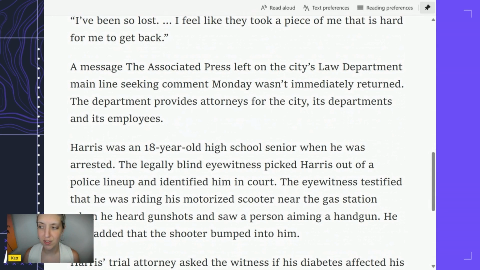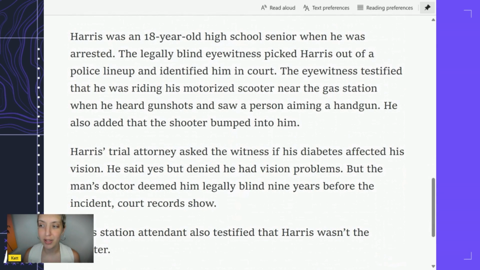The department provides attorneys for the city, its departments, and its employees. So Harris was an 18-year-old senior high school student when he was arrested. The legally blind eyewitness picked Harris out of a lineup and identified him in court. Which, guys, a lineup is one thing, right? And there are all these issues surrounding police lineup identifications. But when you identify someone in court, the defendant's sitting right there on the bench. It's not like they have other people for you to choose from. So if you're there to testify against the defendant, you can pretty much infer where the defendant's sitting in the courtroom. So not that meaningful that the witness was able to identify them in court.